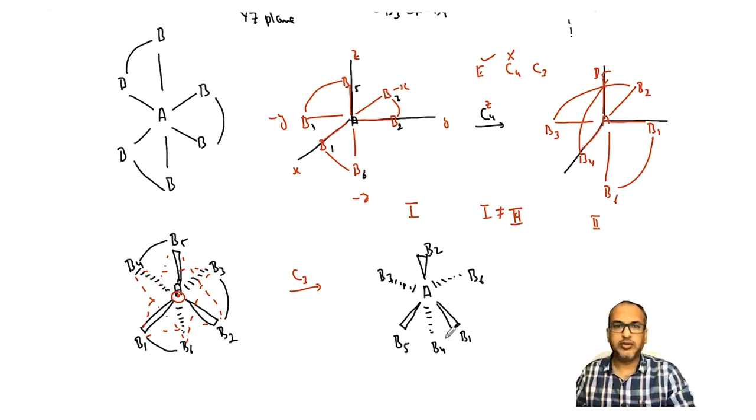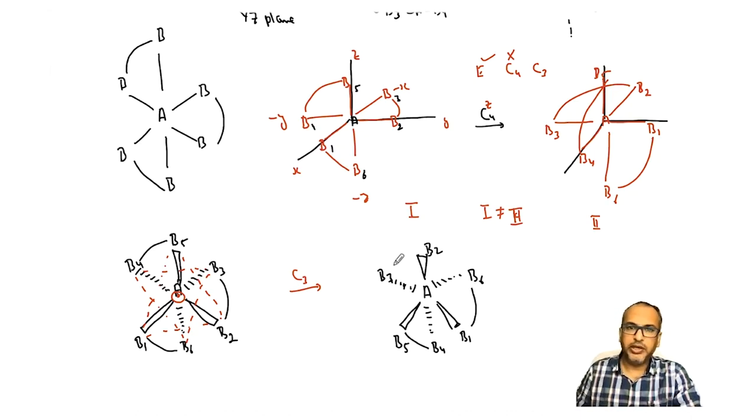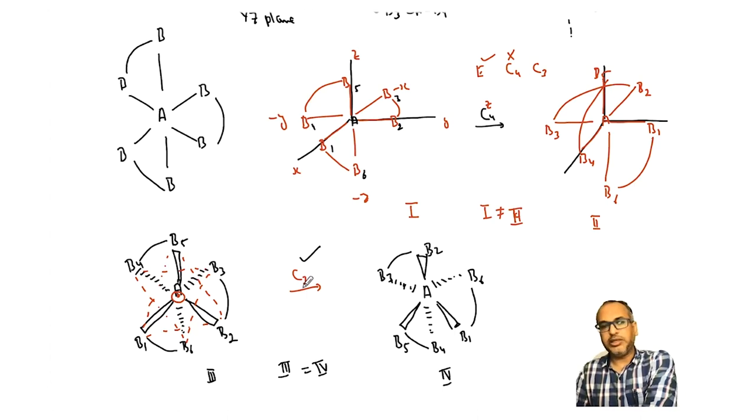Now original connections were B4 to B5, okay, then B1 to B6, okay, and B3 to B2, okay. So now if you see that the bonds are also at the same position, so I can say that my configuration 3rd and 4th are equivalent, right? So then I can say that C3 is existing. So that means my C3 is actually the principal axis.